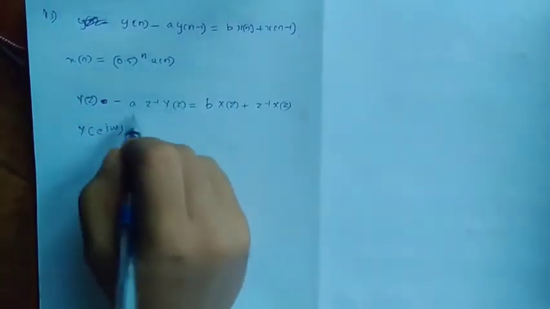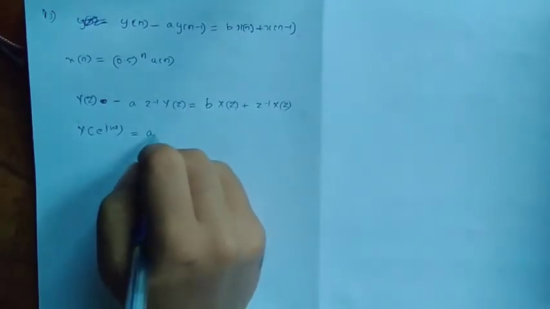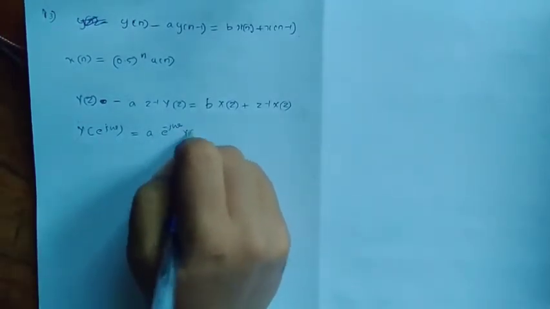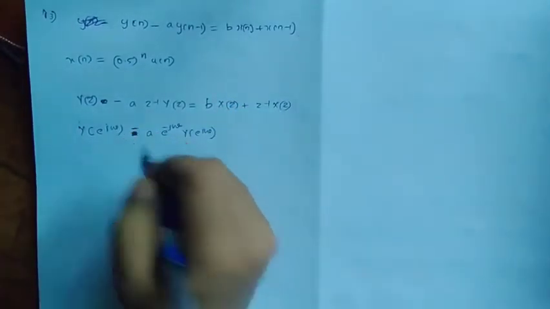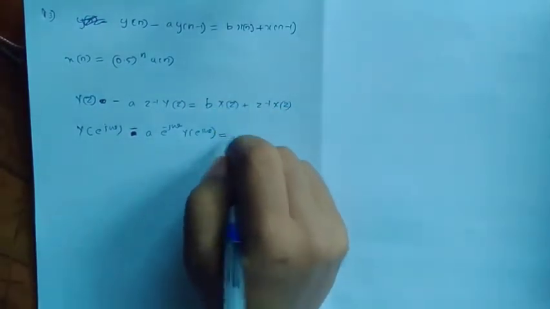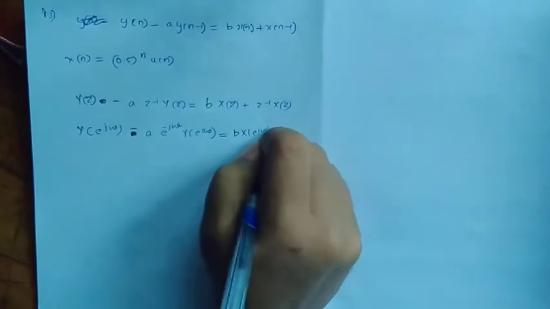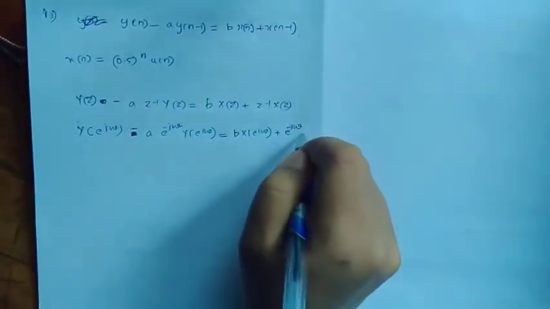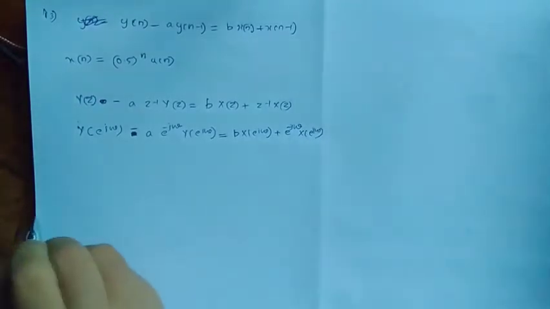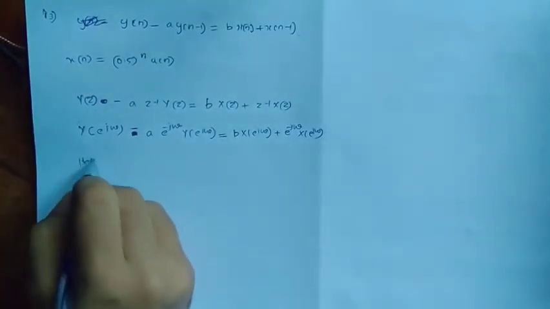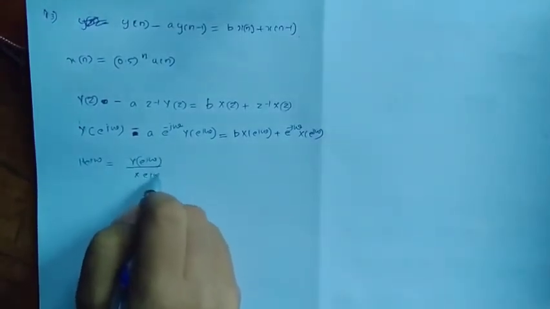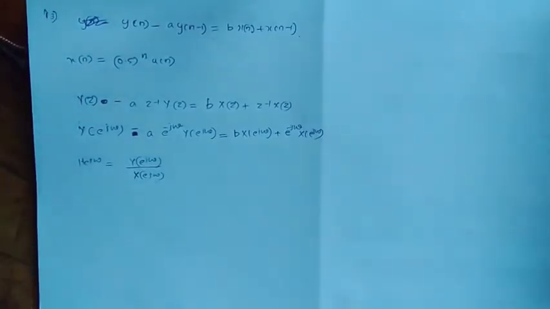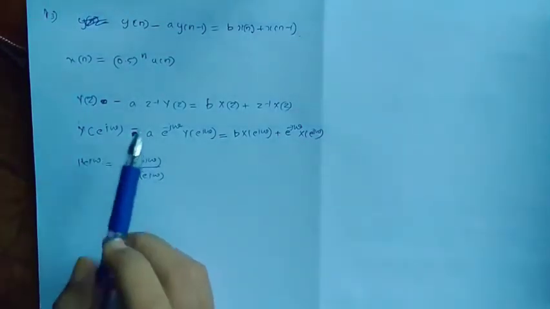which is equal to, this a is going to go on the opposite side. Okay, so a into e raised to minus j omega Y of e raised to j omega equal to b into X of e raised to j omega plus e raised to minus j omega X of e raised to j omega, right? From here H of e raised to j omega is actually equal to Y of e raised to j omega divided by X of e raised to j omega. Then only we can find out if it is an all pass signal or not. Okay, so let us find out.